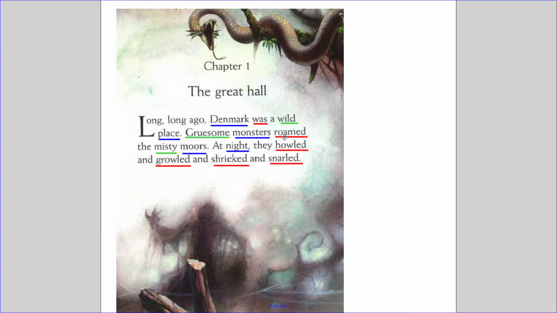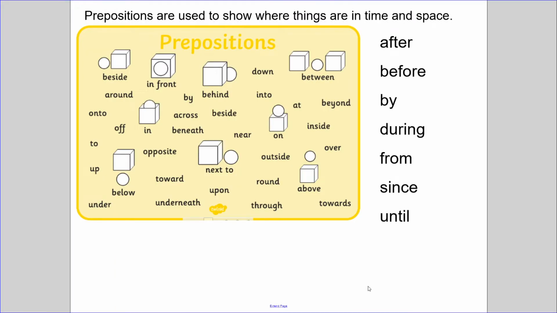And then we've got our adjectives. Wild describes the noun place. Gruesome describes the noun monsters. And misty describes the noun moors. So that should be a little warm-up to remind you of your adjectives, verbs and nouns. That's certainly nothing new. So let's move on to our next section.